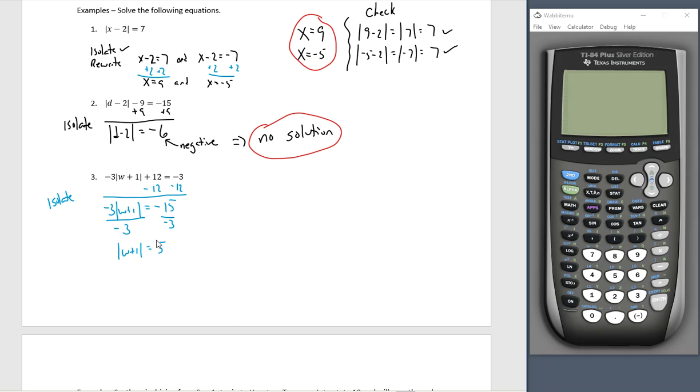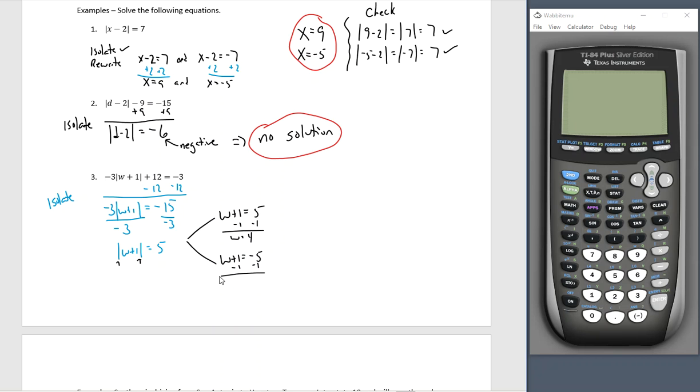Once we have isolated the absolute value, now we have two equations. w plus 1 equals 5, and w plus 1 equals negative 5. The way I remember it is there's two lines. For absolute value, I should look for two answers. It's the little things that always help us remember what we need to do. Let's subtract 1 from both sides.